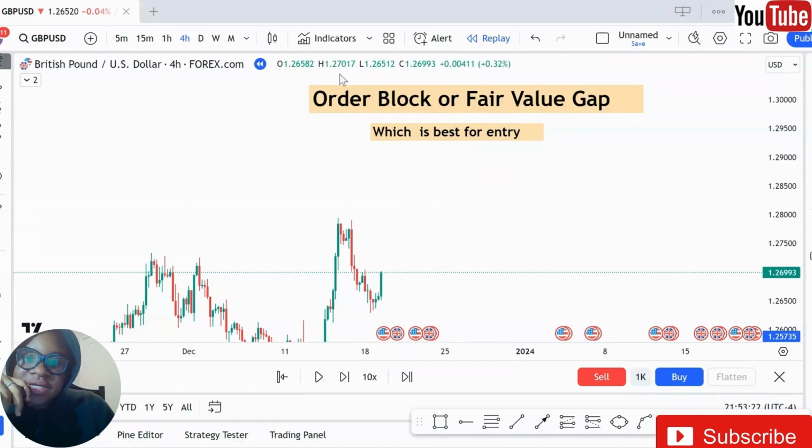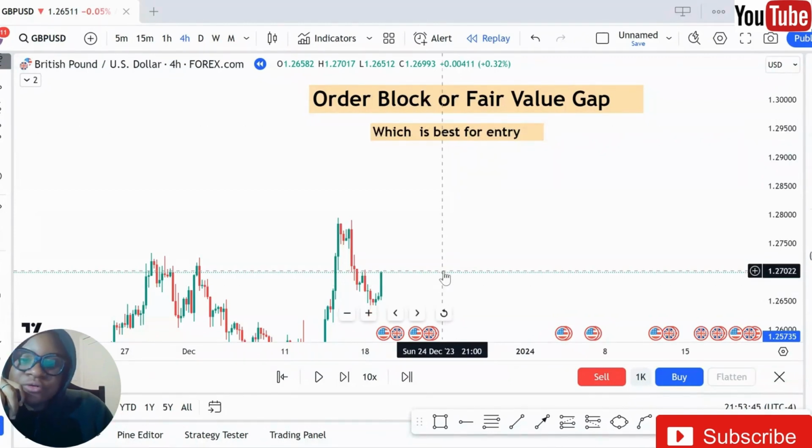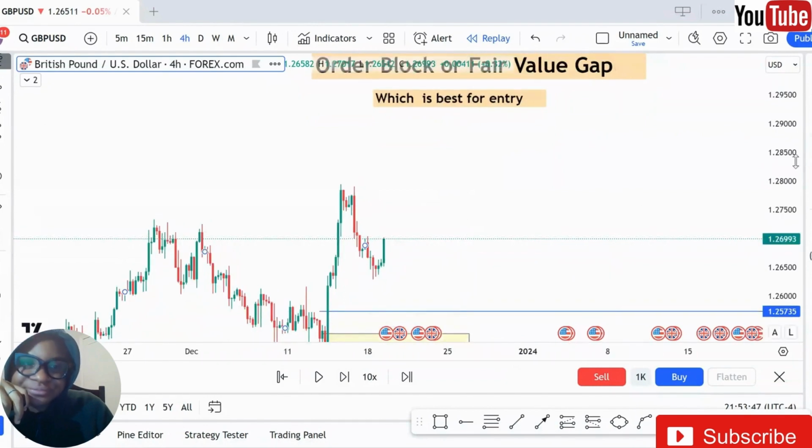So today's topic is order block or a fair value gap, which is the best for entry. Many of us, you see, I'm a victim of this thing. So whatever I'm showing you here is what I have been through, or what I was still going through, and I'm still struggling with every time. But it became easier for me when I understood this scope I'm about to show you, and became calmer for me. Now I'm going to show you the first step as a day trader.